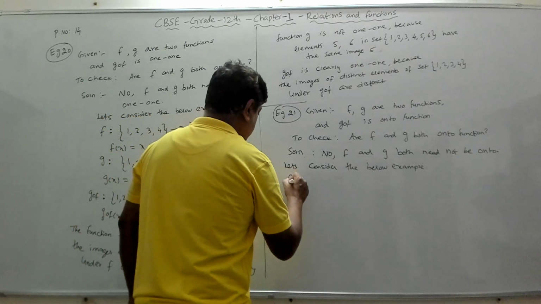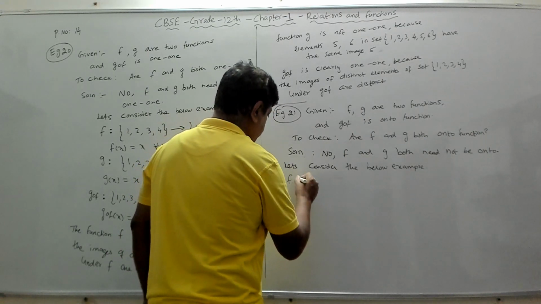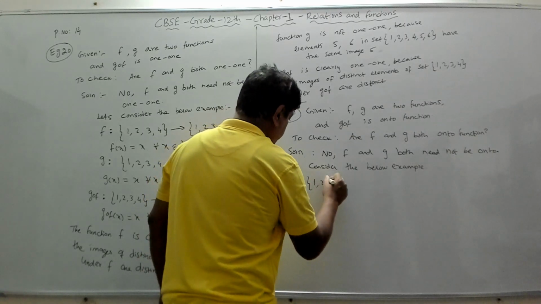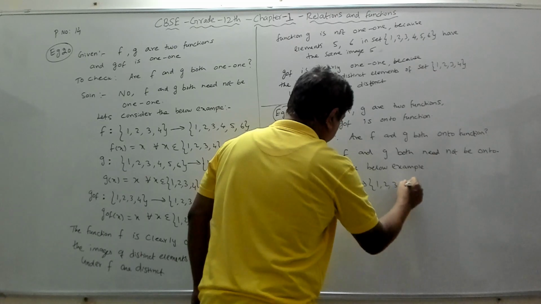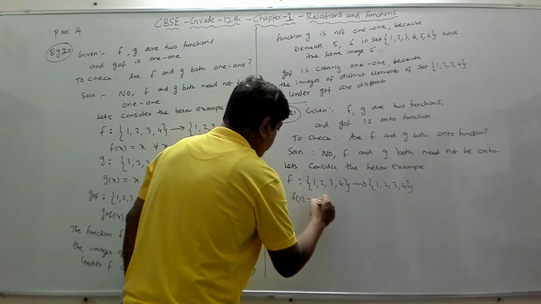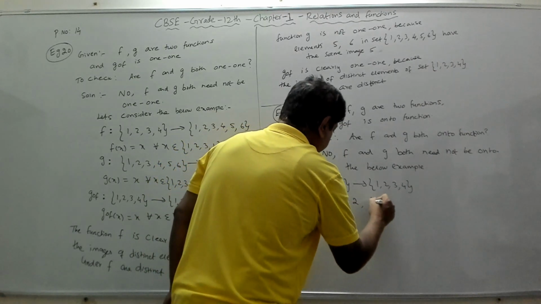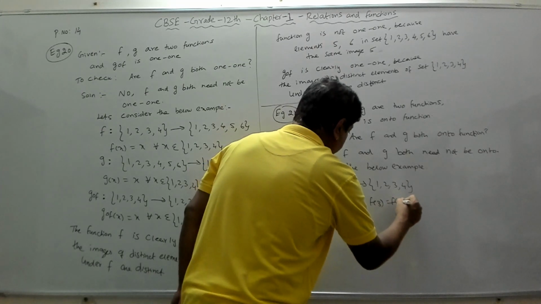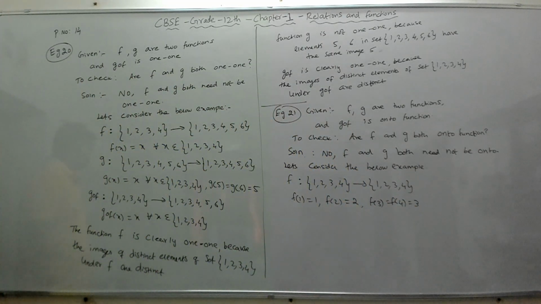So we'll have a function f of x. So f is a function. We'll define a function from the set {1, 2, 3, 4} to the set {1, 2, 3, 4} in such a way that f of 1 equals 1, f of 2 equals 2, and f of 3 equals f of 4 equals 3, which means both 3 and 4 go to the same element 3.